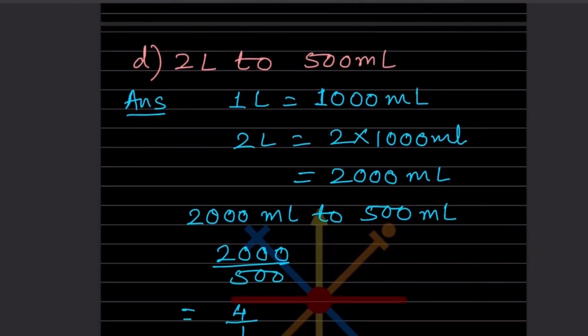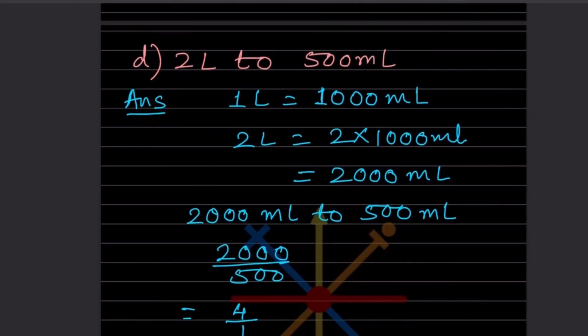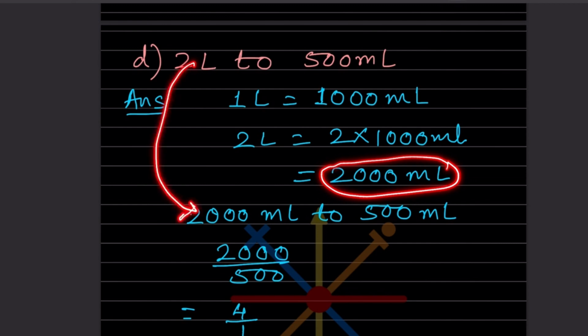Now look at the next problem. It says 2 liters and 500 milliliter. Now these liters and milliliters are different units. So here what did I do? I changed these liters to milliliters. You know 1 liter is 1000 milliliter. So we have 2 liters. So 2 liters will be 2 into 1000, that is going to be 2000 milliliter. So in place of this, you will write 2000 milliliter. This you will keep as it is, 500 milliliter.